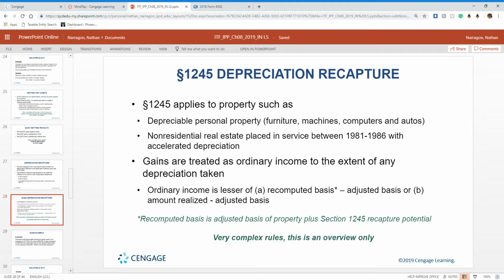Okay, so this basically means this. Ordinary income is going to be the lesser of A, the recomputed basis, so again we have to fix the basis because of the depreciation, minus adjusted basis, or B, the amount realized minus the adjusted basis.